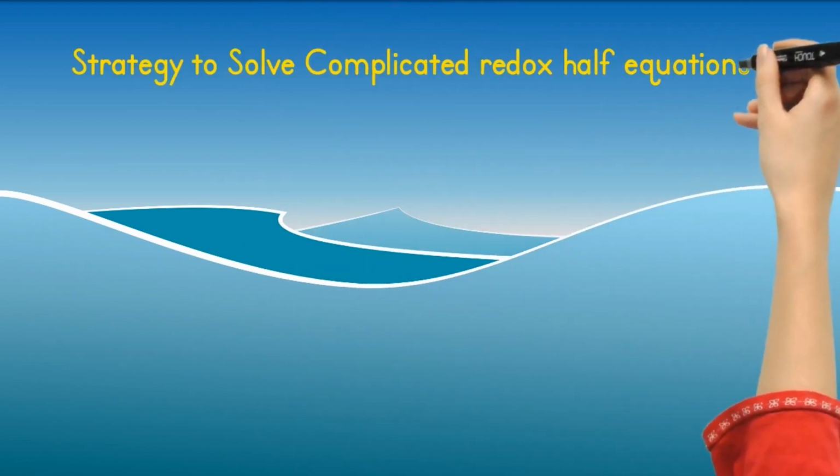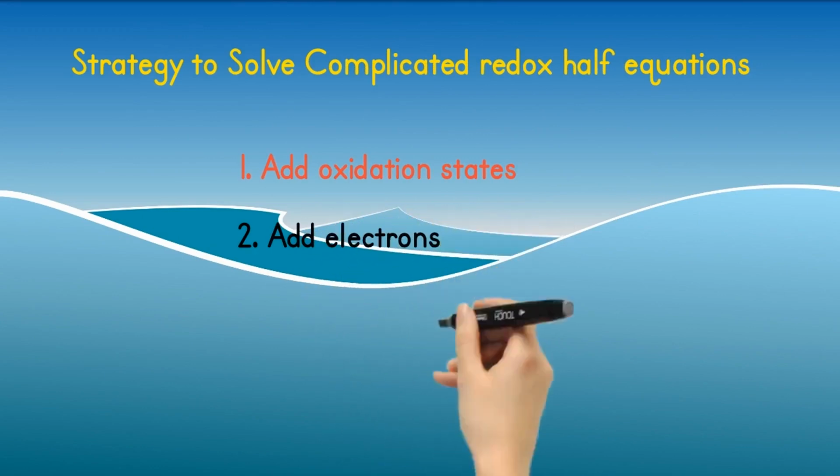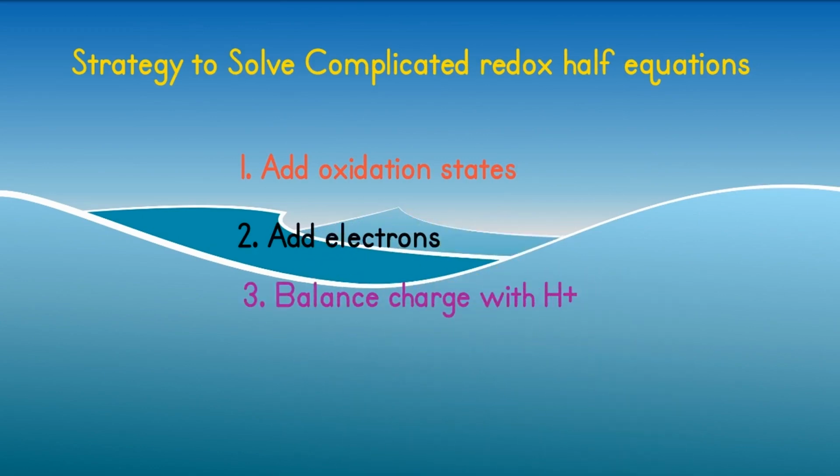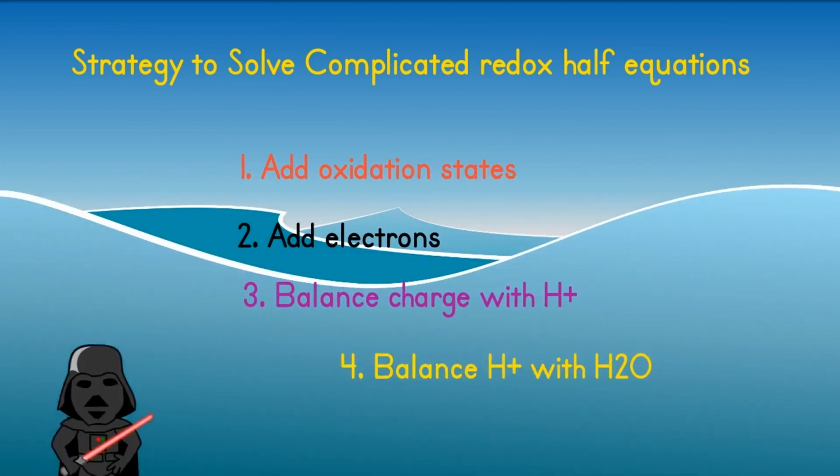There is a 4-step strategy to balance complicated redox half equations. Step 1. Add oxidation states. Step 2. Balance with electrons. Step 3. Balance the charge with H+, and finally balance the H+ with water.